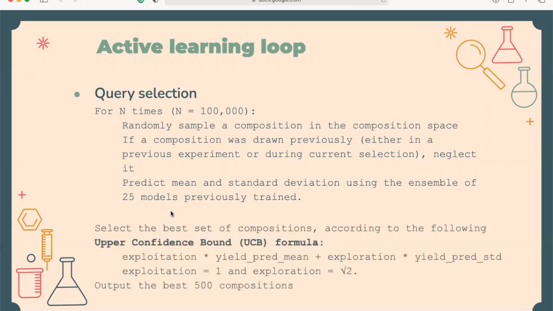In order to select the best set of compositions, they use this upper confidence bound formula, which is exploitation times the mean of the predicted yield plus exploration times the standard deviation of the predicted yield. The exploitation was set to 1 and exploration was set to the square root of 2. Here, a high standard deviation value stands for an uncertain yield value. They therefore query points with both high yield and uncertainty. Their script outputs the best 500 compositions.